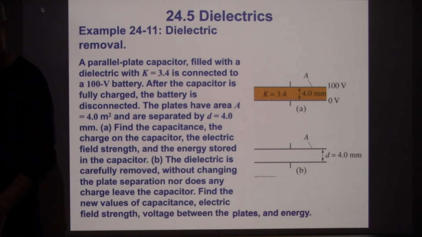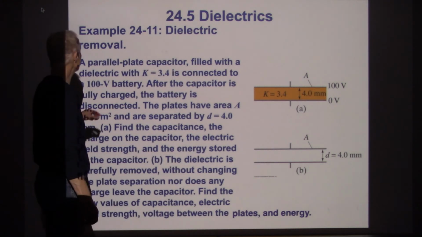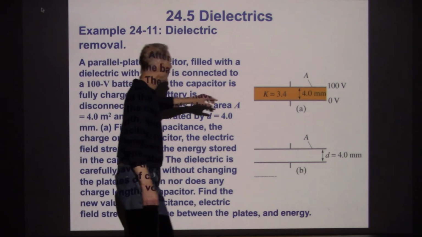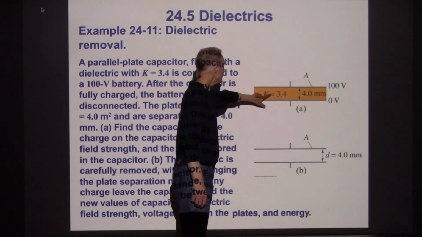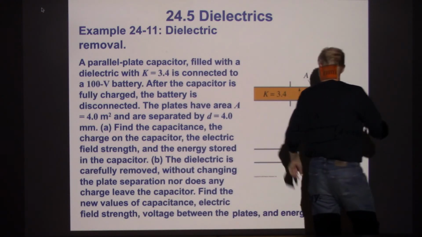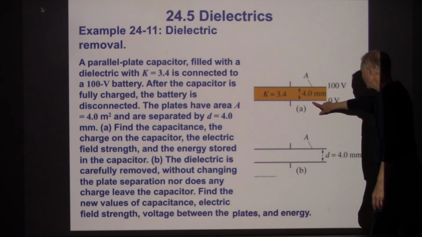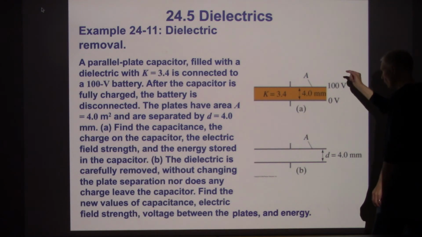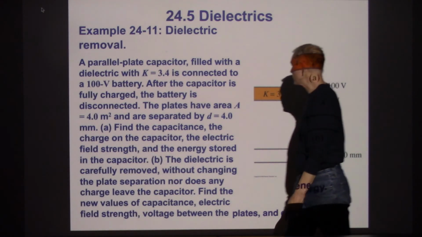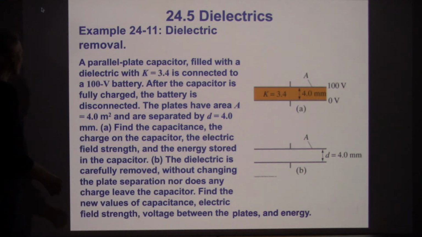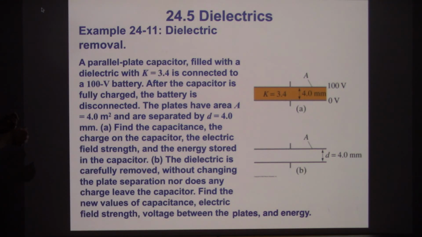Okay, one last example here. It says that we have a parallel plate capacitor. We put some dielectric material into here. It's got a K value of 3.4. This is at 100 volts. That's a lot of volts. And it has a distance between the plates, from one surface to the other, of 4 millimeters. They want to know, what will the capacitance be? Find the capacitance, the charge on the capacitor, the electric field, and the amount of energy that's being stored.